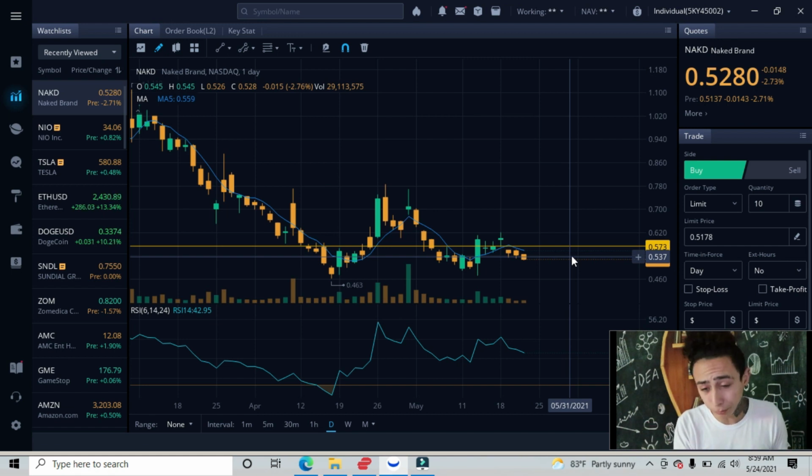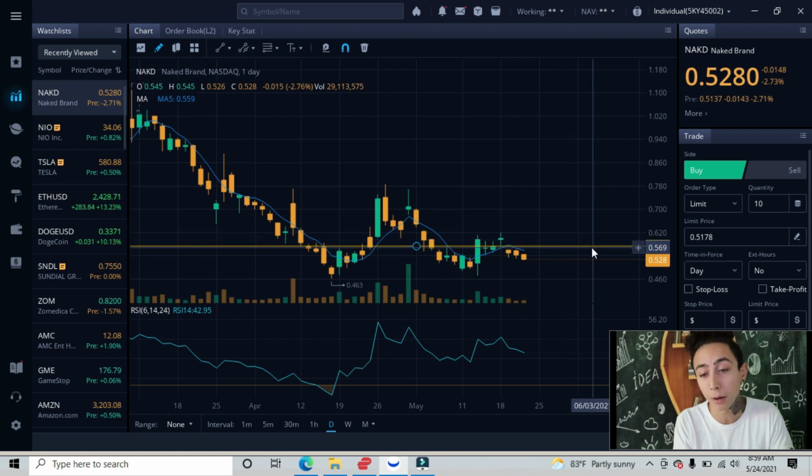But like I said, first thing that we need to do is break it past this 57-cent area and come back down and retest that. Okay, so that doesn't mean it's going to happen today. We just want to add it to our favorites list and keep a close eye on it. Maybe set an alert for this area if we can break past this level.